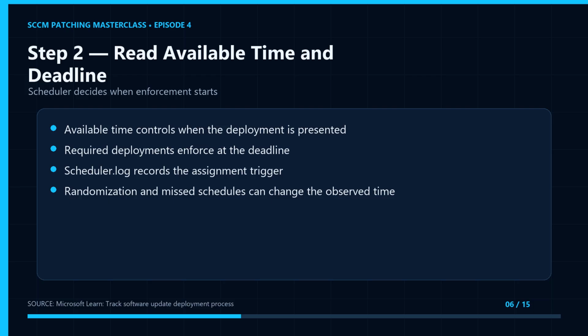Client settings can apply deadline randomization, so the observed start time may not equal the console time exactly. If the update should only be available before the deadline, verify notification settings and applicability before expecting automatic installation. If the deadline has passed, correlate the scheduler trigger with UpdatesDeployment.log. Never change a production deadline just to test. Use an approved isolated lab deployment or wait for the defined schedule.